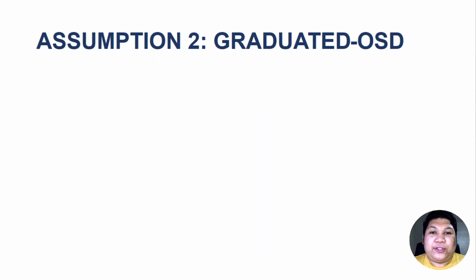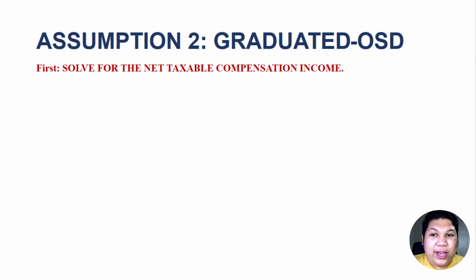So under assumption 2, it's a combination of graduated rates and using the optional standard deduction. So our first step would be the same actually. To solve for the net taxable compensation income, we will derive the same computation. We will derive the same figure for the net taxable compensation incomes.